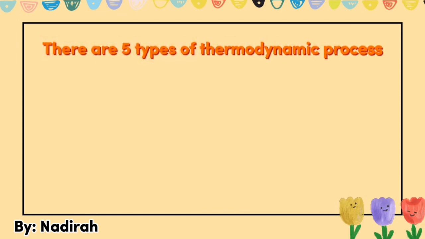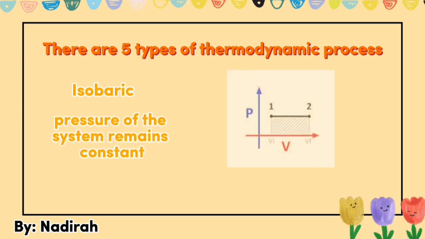There are 5 types of thermodynamic process. Firstly is isobaric. Isobaric is a process in which the pressure of the system remains constant. So for the isobaric process, since pressure is constant, the volume of the system changes and work done can be calculated by this formula.